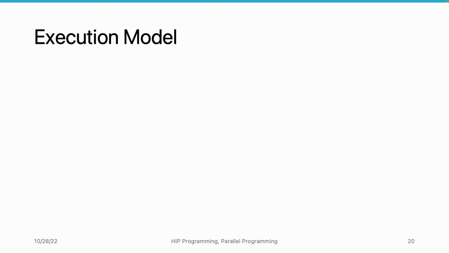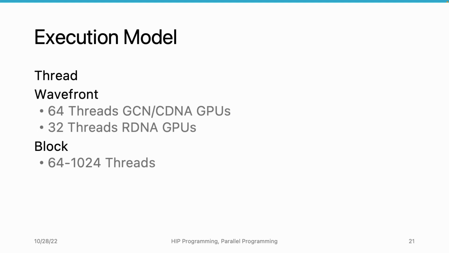So we want to talk about the execution model before we start talking about the language. As we discussed before, the basic element in a kernel is a thread. A group of threads can be organized into blocks. A block is typically a group of 64 to 1024 threads. But your GPU is not very good at processing these variable size blocks. So the GPU uses an intermediate element that is called a wavefront. NVIDIA terminology is also called warp, and in AMD terminology it is called wavefront. A wavefront is 64 threads for GCN and CDNA GPUs, and 32 threads for RDNA GPUs.